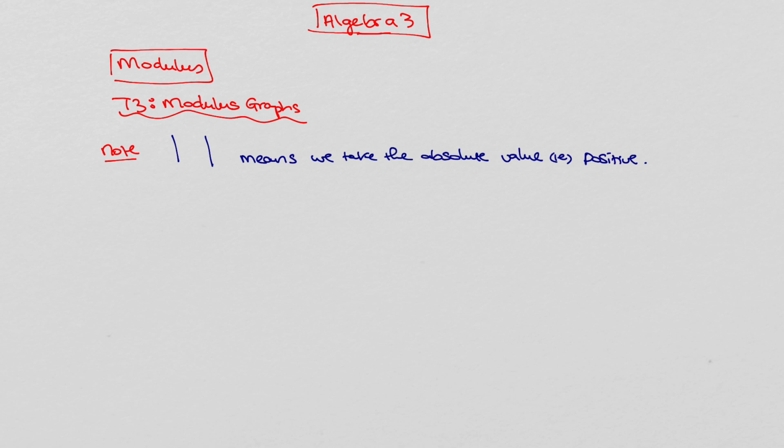So in this section, what we're going to look at is, what does that mean if we actually draw the graph? What does a modulus graph actually look like? What is its characteristic shape?